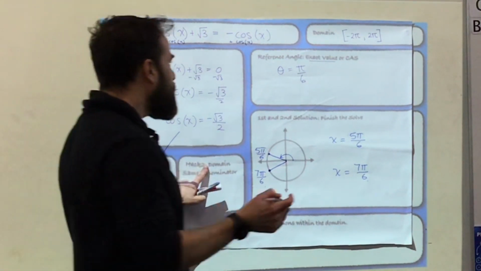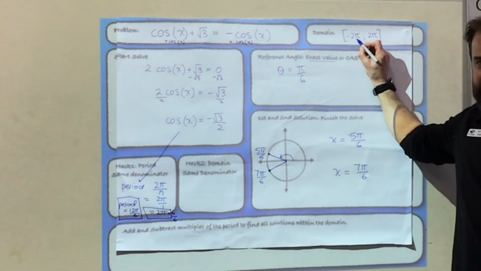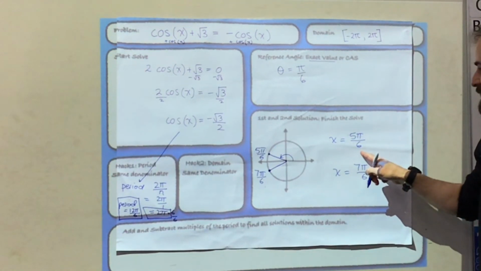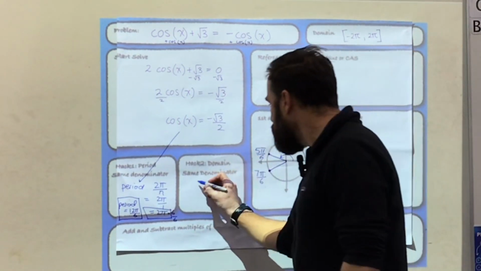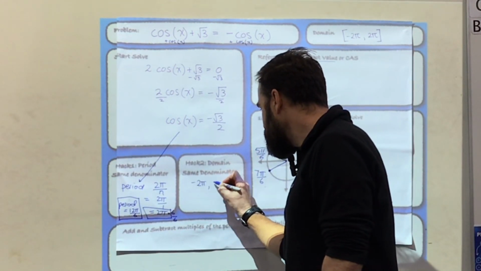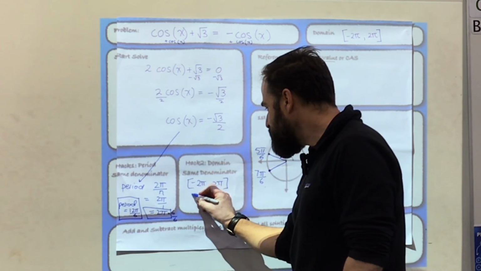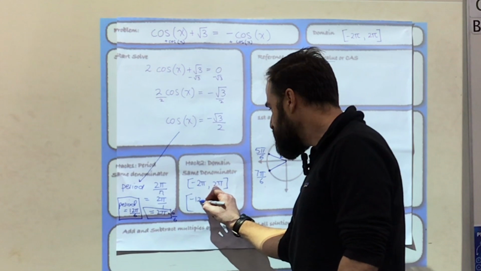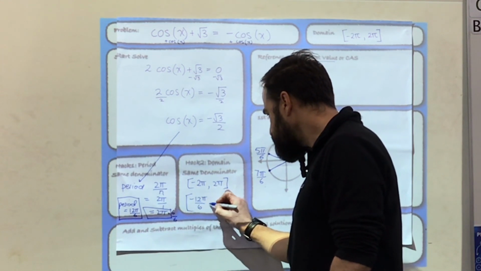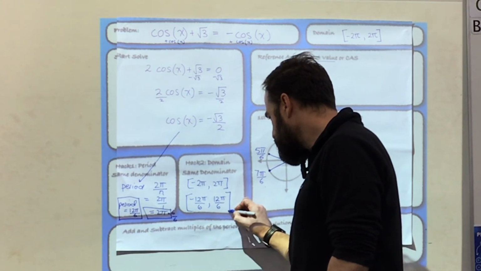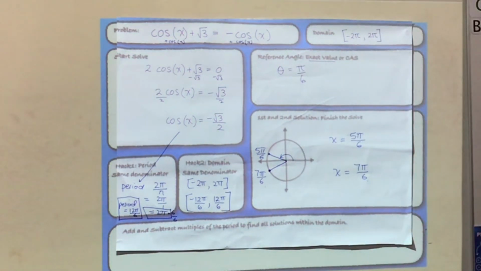Second hack, I'm going to write my domain to have the same denominator as what I had over here. So my domain was negative 2 pi to 2 pi. That was the question. If I write that to have the same denominator, it would be negative 12 pi on 6 to 12 pi on 6. All right. Final step.